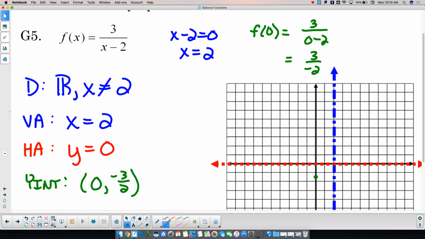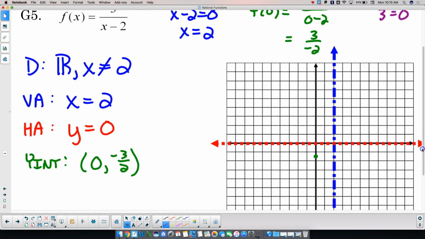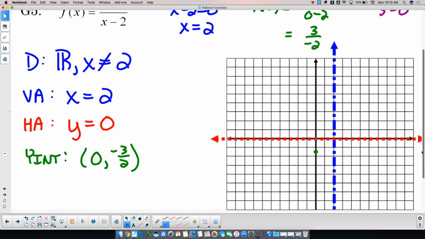How do I find the x-intercept? Set the numerator equal to 0. Can I get anything out of 3 equals 0? Yes? No? Maybe? Nope, because that's not a true statement. So what is my x-intercept then?